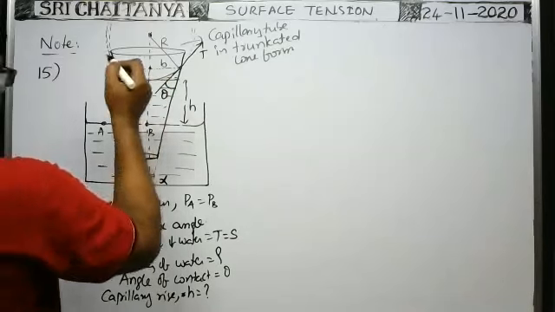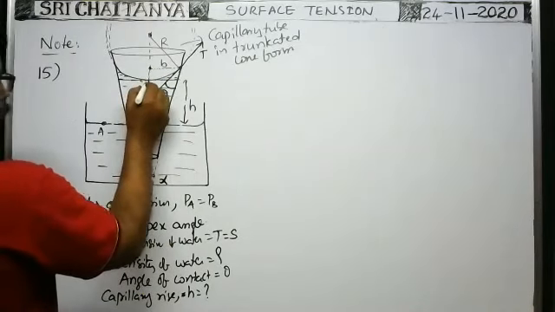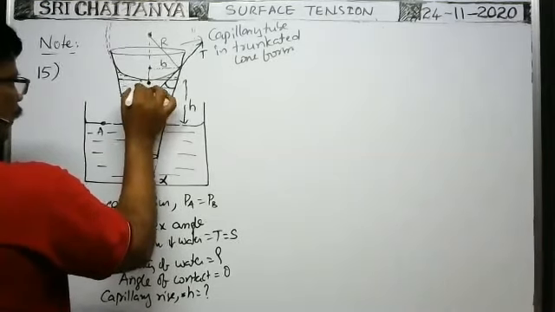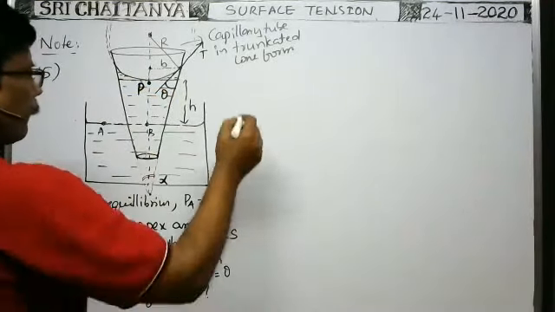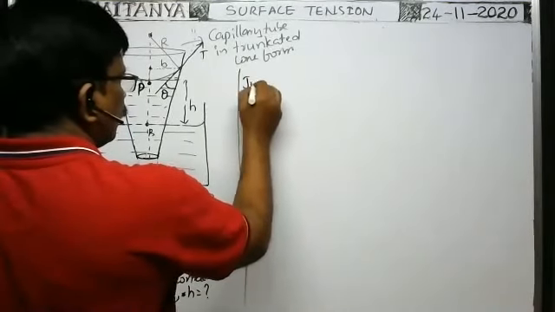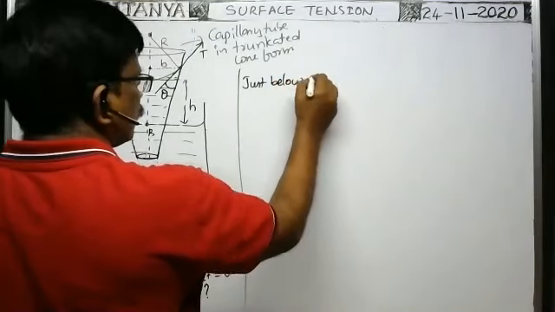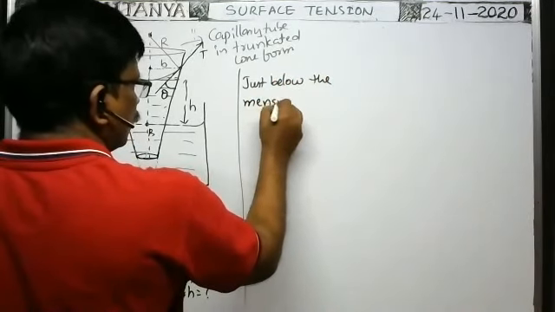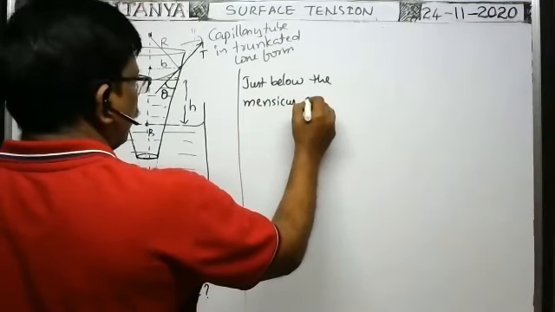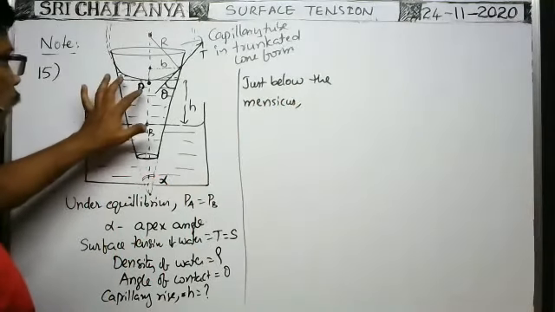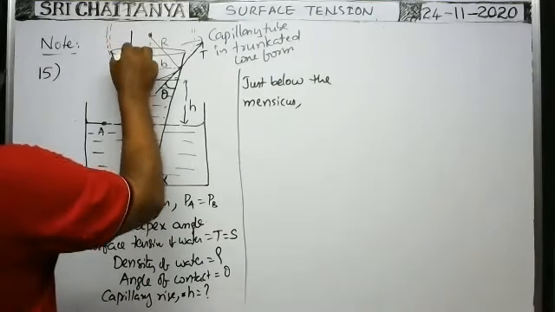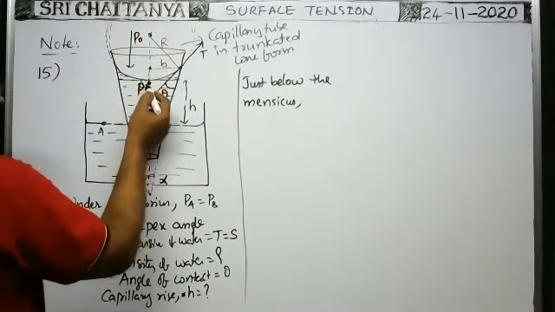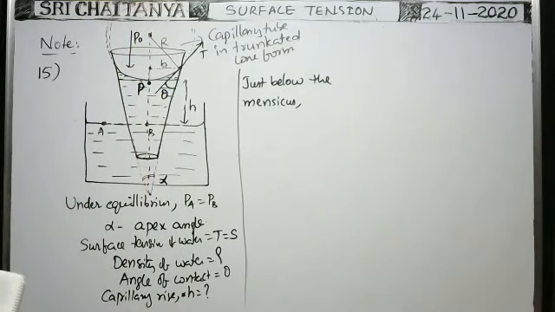Now what about the excess of pressure inside the meniscus? Just below the meniscus, suppose the pressure is P. What is that pressure? The outside pressure is atmospheric pressure. Just below the meniscus, the pressure is P. Then what is the pressure difference across the meniscus? Tell me, what is the pressure difference across the meniscus?